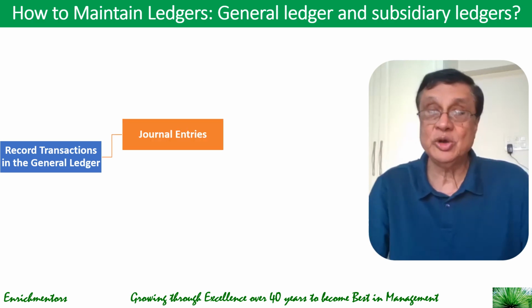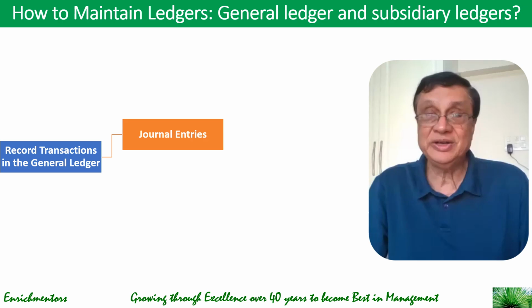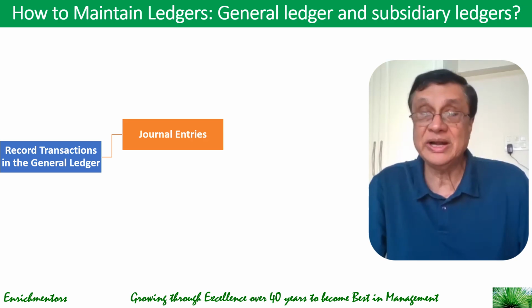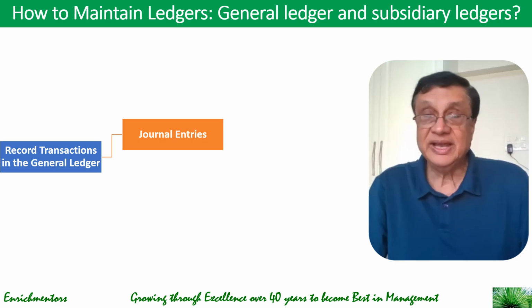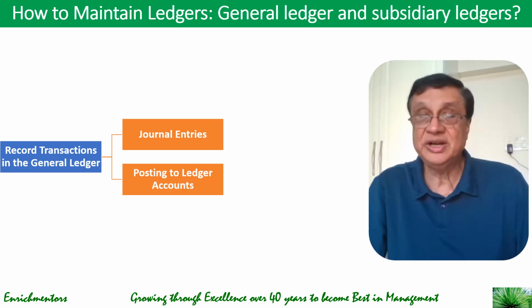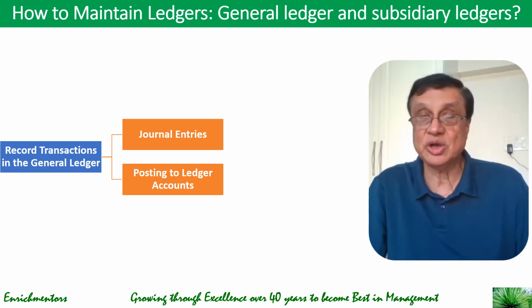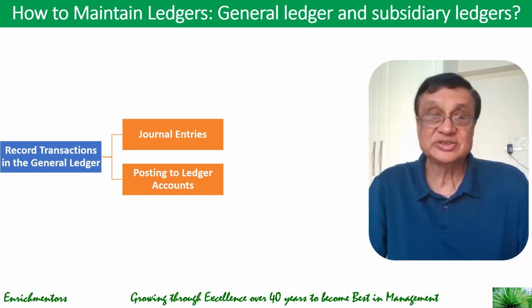You start by recording all financial transactions as journal entries in the general ledger, and each entry should have a debit and credit entry, ensuring that the total debits equal the total credits. And then you post them to the ledger account, as we were saying earlier. You transfer each journal entry to the appropriate ledger account in the general ledger, and this process is called posting. For each transaction, post the debit amount to the corresponding account's debit side and the credit amount to the credit side. So that's how you post it.